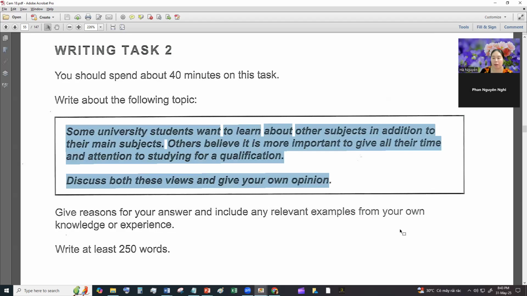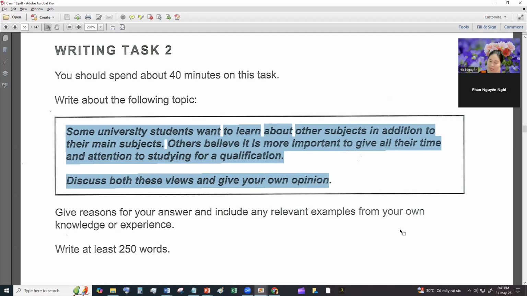Some university students want to learn about other subjects in addition to their main subjects. Others believe it is more important to give all their time and attention to studying for a qualification. Discuss both views and give your own opinion.